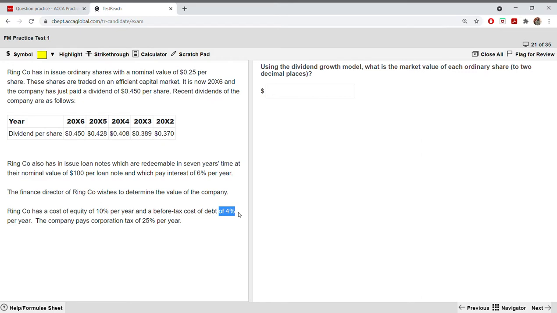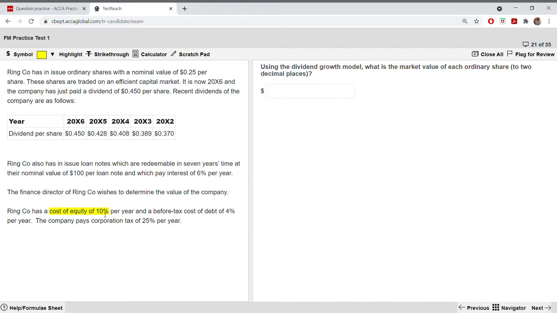Before tax cost of debt, not needed. Corporation tax, not needed. Okay, what do you need? You need cost of equity. Let me highlight it. You need cost of equity 10%, because it is still equity and the dividend valuation model: you pay dividend to whom? To equity shareholders. So that way you link. Don't find cost of capital. You don't have to find cost of capital and discount and do all this. It's not needed. They told you dividend valuation model, or dividend growth model, so cost of equity only you have to use.